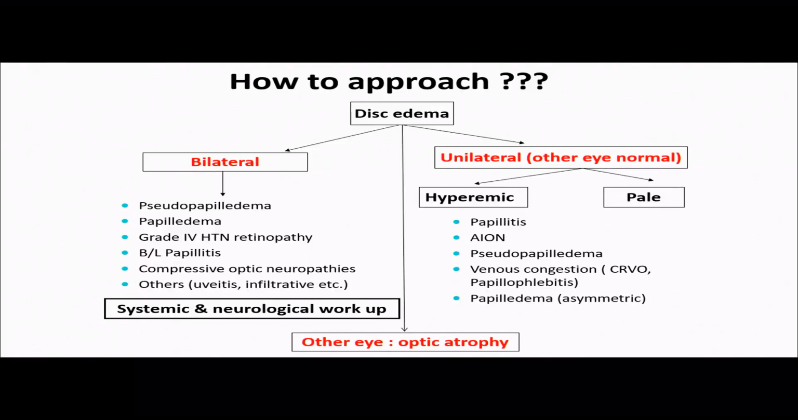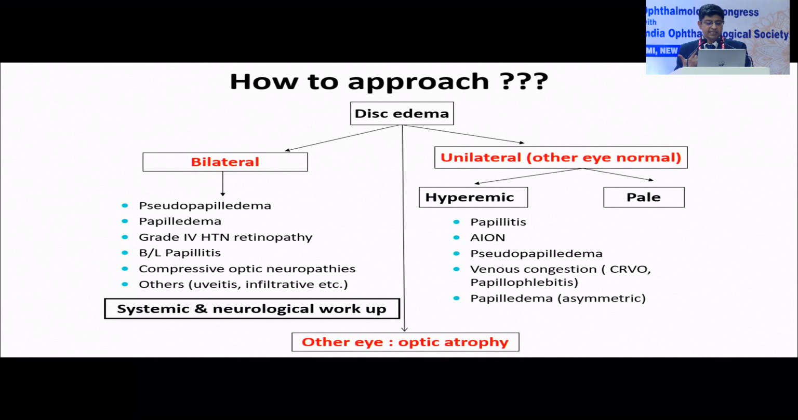Disc edema has so much to tell, so little time, so I'll just try and run through it. The key approach, at least the way I would work up, is firstly to identify whether it's bilateral or unilateral, because the causes tend to be different. Of course, for unilateral, the other important thing to know is the status of the other eye. The other eye could be normal, there could be edema, or it could be atrophy. All these things are important to know.